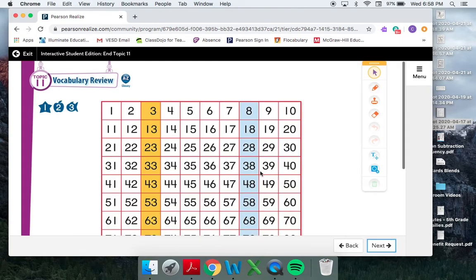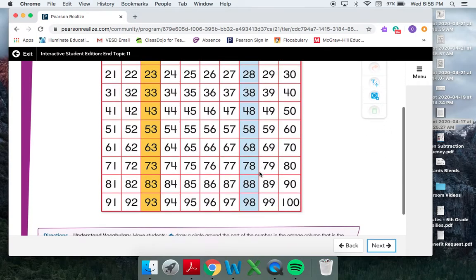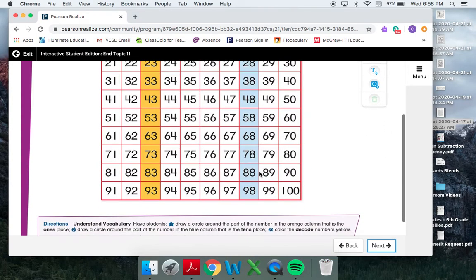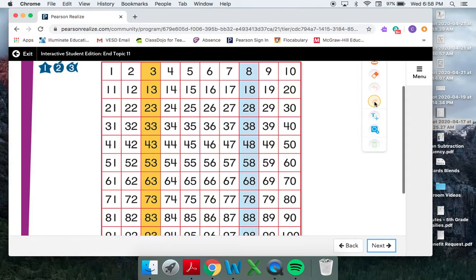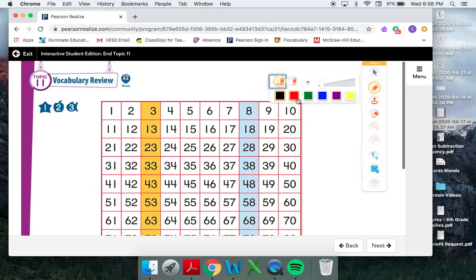Okay, for our topic review, the vocabulary in this topic was being able to use words like column, row, ones, and tens place, and then those decade numbers. So number 1 here says to draw a circle around the part of the number in the orange column that is in the ones place. So we want kiddos, again, recognizing that the ones place is the second number here, okay, and a 2-digit number, and when it's a 1-digit number, it's the only number there.